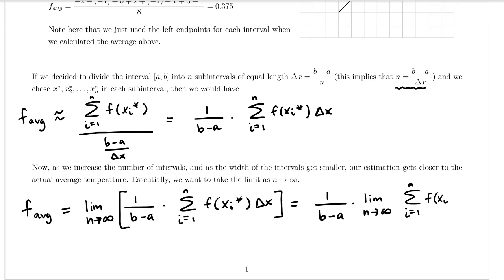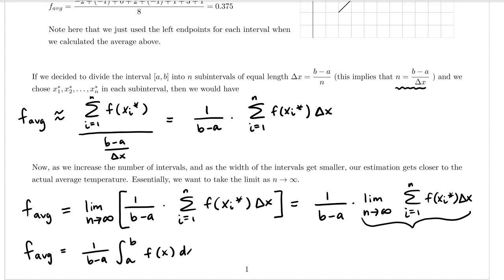And this should look familiar at this stage. We've dealt with this many times. This thing here, as the limit as n approaches infinity, just turns into the definite integral. So finally, we have that the average value of our function is equal to 1 over b minus a times the definite integral from a to b of f of x dx.